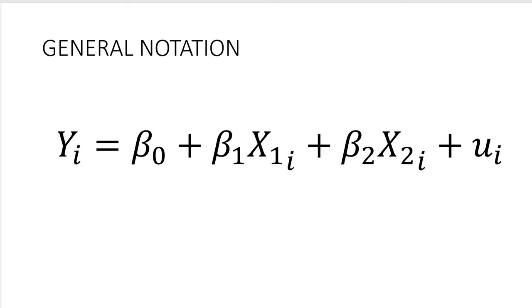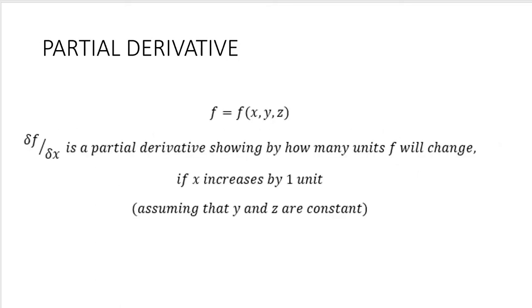And when it comes to interpretation of the regression output, you have to keep in mind the concept of partial derivative. So imagine that we have a function of several variables, to be more precise, x, y, and z, and partial derivative of f with respect to x shows by how many units f will change if x increases by 1 unit, assuming that y and z are constant.